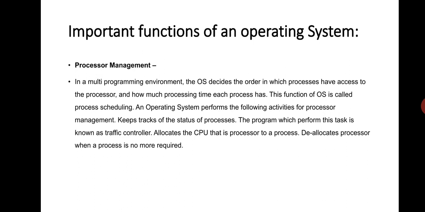Now, processor management. The operating system decides which process gets the processor, when and how much time. This function is known as process scheduling. The operating system does these activities in process management. It keeps track of the processor and status of the processor. The program responsible for this task is known as the traffic controller, and it allocates the processor to a process and deallocates the processor when a process is no longer required.